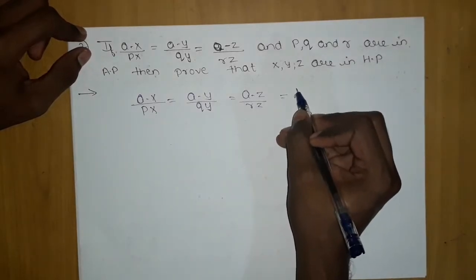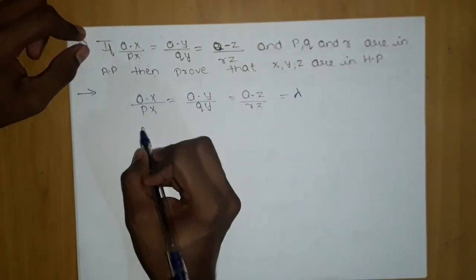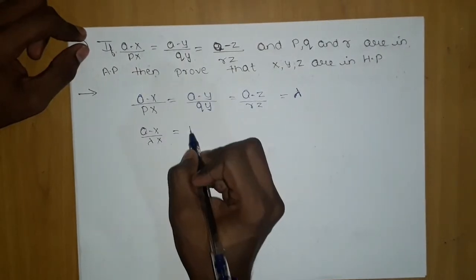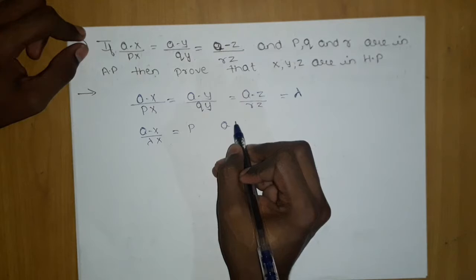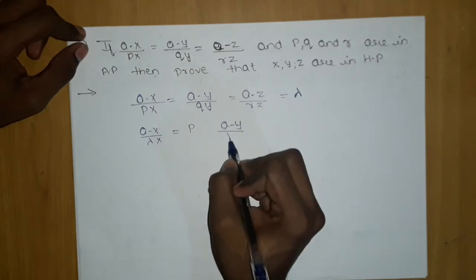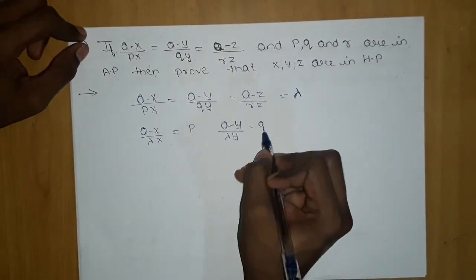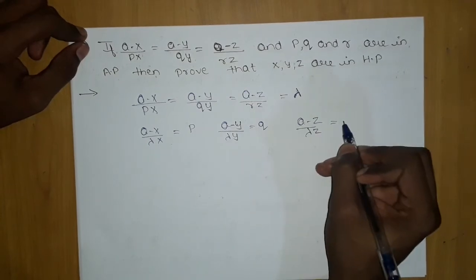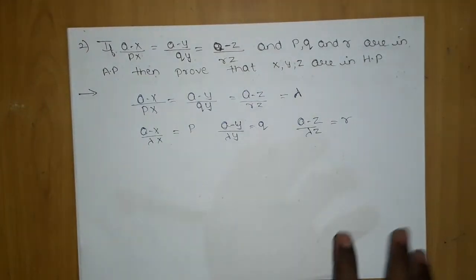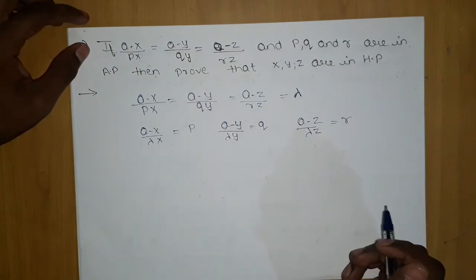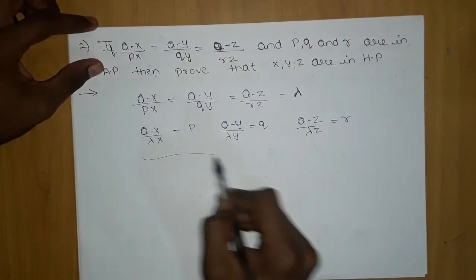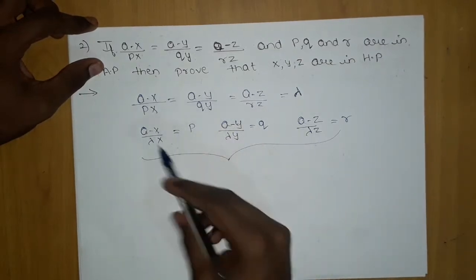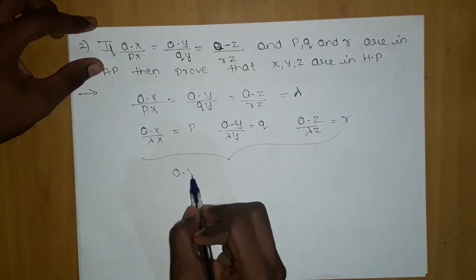We can assume it to be equal to some lambda. Then (a minus x) upon lambda x is equal to p. Similarly, (a minus y) upon lambda y is equal to q, and similarly (a minus z) upon lambda z is equal to r. So we got that they are equal to p, q, r. Now p, q, r are in AP, so these will also be in AP.